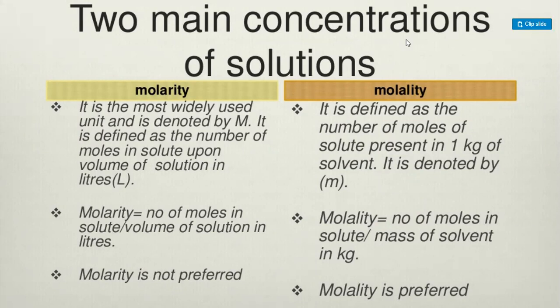Molarity is the most widely used unit and is denoted by capital M. It is defined as the number of moles of solute upon volume of solution in liters, whereas molality is defined as the number of moles of solute present in 1 kg of solvent. It is denoted by small m. The formula for molality is number of moles of solute per mass of solvent in kilograms. Molarity is not preferred, but molality is preferred.